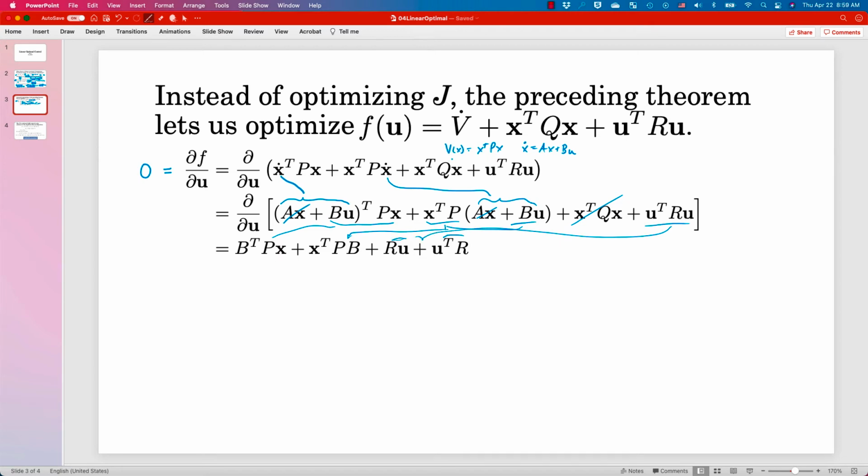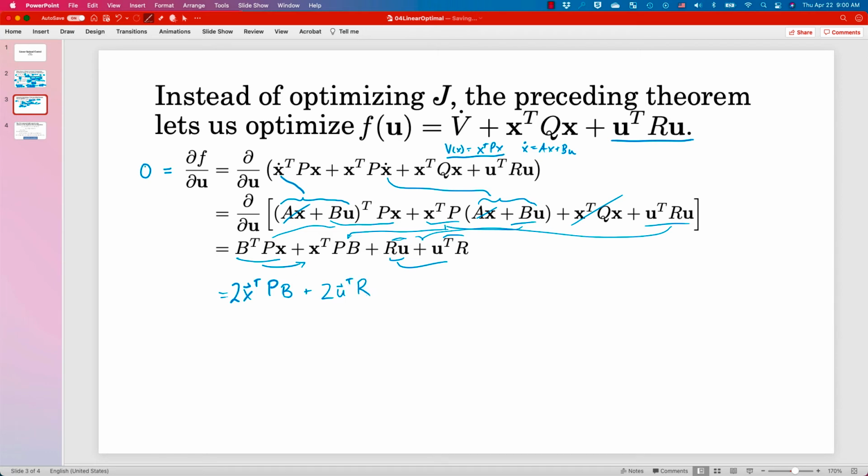Now recall that the V function is a quadratic form, and this u transpose Ru is also a quadratic form. In particular, they both equal scalars when you multiply out, and so when you differentiate them, they should equal their transposes, which is why I'm going to combine this into this term and this into this term to give me x transpose P times B, plus 2 u transpose R.